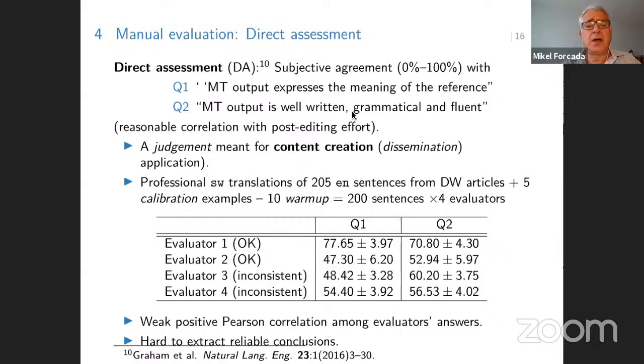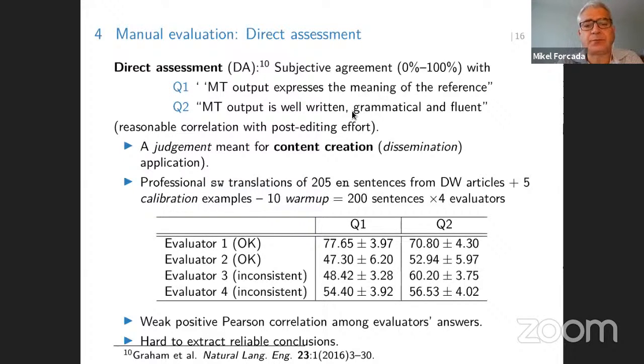We showed 2005 English sentences professionally translated from Swahili into English from Deutsche Welle articles. And we added also 5 calibration examples, which were meant to check how the annotators were doing. And by removing the 10 warm-up sentences that we showed them, the 4 evaluators evaluated 2,000 sentences each. Direct assessment is known to have a reasonable correlation with post-editing effort.